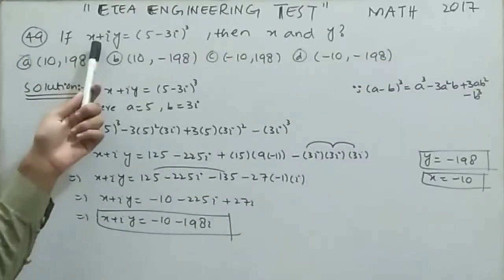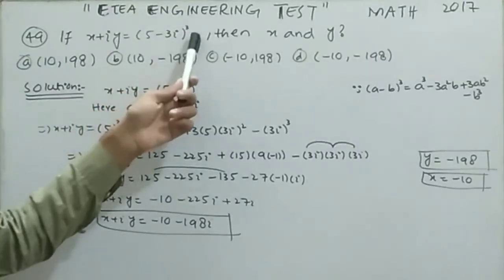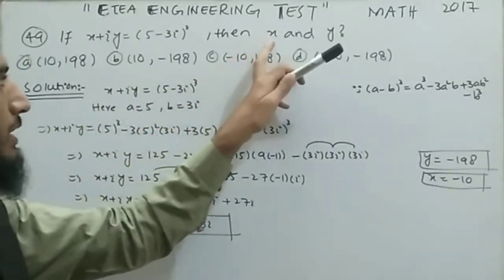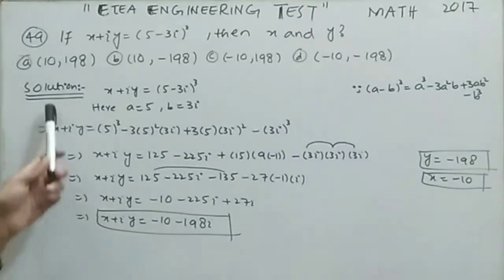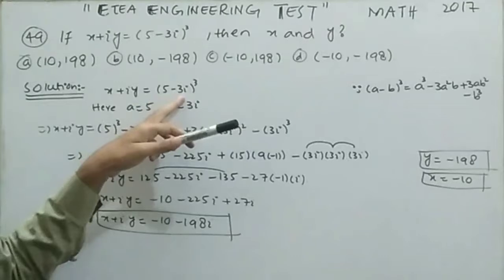It tells that if x plus iota y is a complex number which is equal to (pi minus 3 iota) whole cube, then what will be the value of x and y. So move to the solution of this MCQ number 49. x plus iota y is equal to (pi minus 3 iota) whole cube.